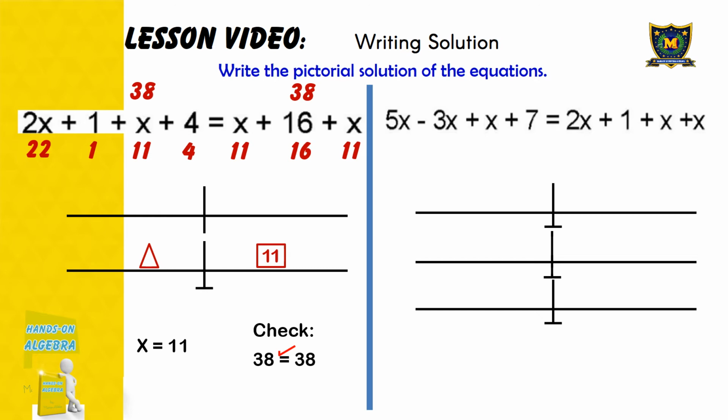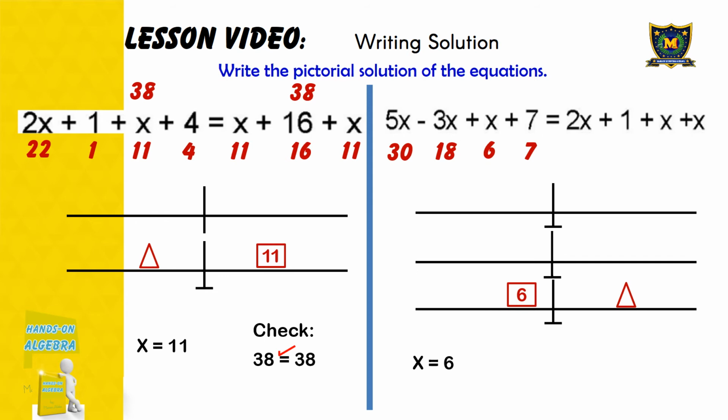Now, the next equation, pay attention because there is an operation of subtraction in the setup. So that's 5x minus 3x plus x plus 7 is equal to 2x plus 1 plus x plus x. Okay, so now we can do the legal moves. But first, let's bring that down. The legal moves first is for the jacks. So that leaves us 1. And then we subtract 1 from 7, and that leaves us 6. Therefore, let's bring it down. Our x value is 6.